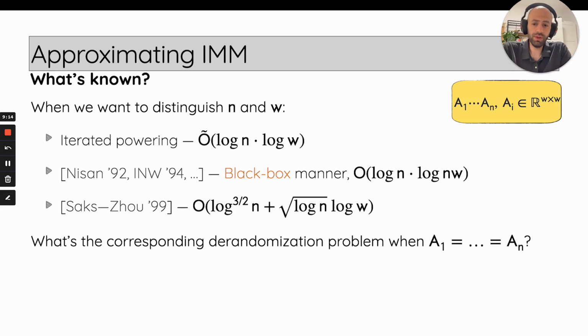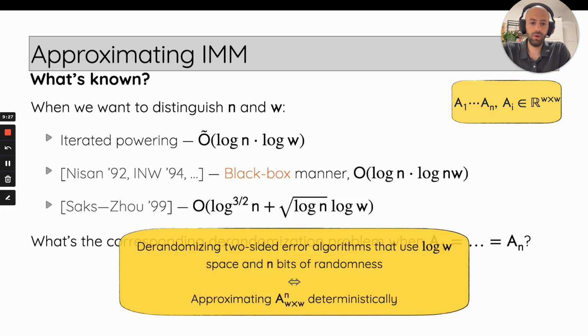And you might wonder, well, what's the corresponding de-randomization problem when we want to distinguish n and w? And they're not necessarily polynomially related. So it's not hard to show that de-randomizing two-sided error algorithms that use log w space and n bits of randomness is roughly equivalent to approximating A to the n deterministically, where A is of dimension w.